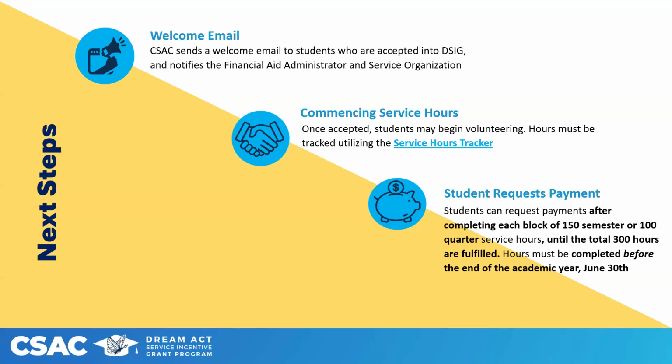Students can request payment after performing at least 150 hours at a semester school or at least 100 hours at a quarter school of community or volunteer service. And the hours are for the year ending the academic year, which is June 30th.